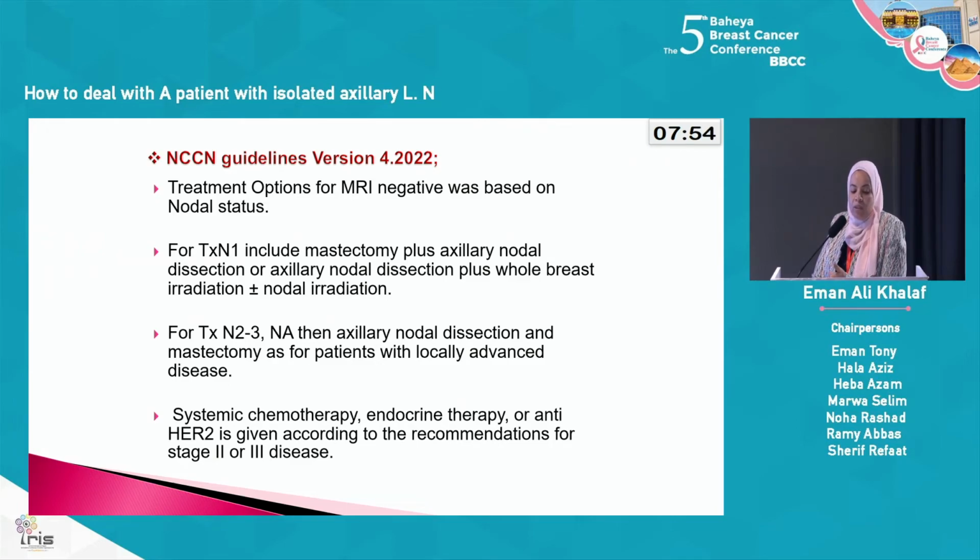They recommend systemic chemotherapy, endocrine therapy, and anti-HER2 therapy given according to the recommendations for stage 2 and 3 breast cancer.